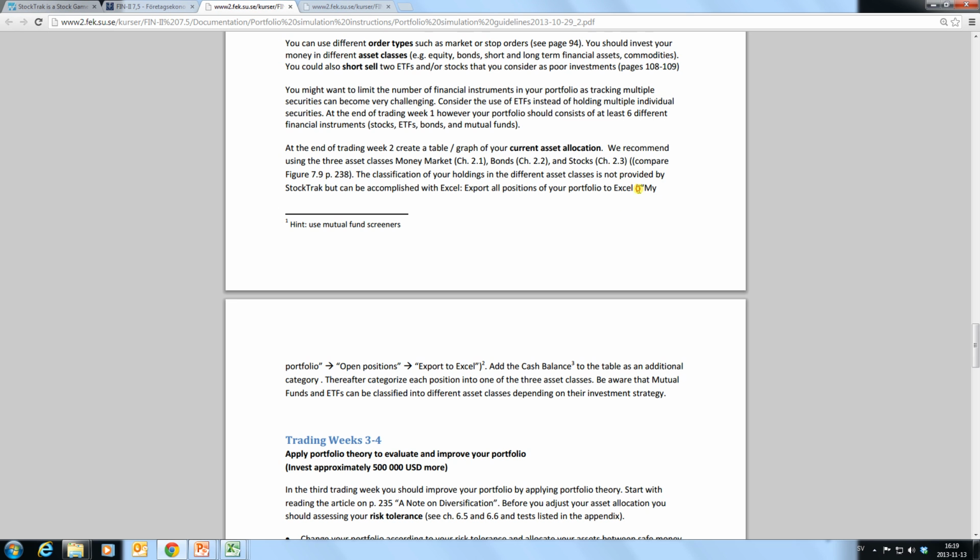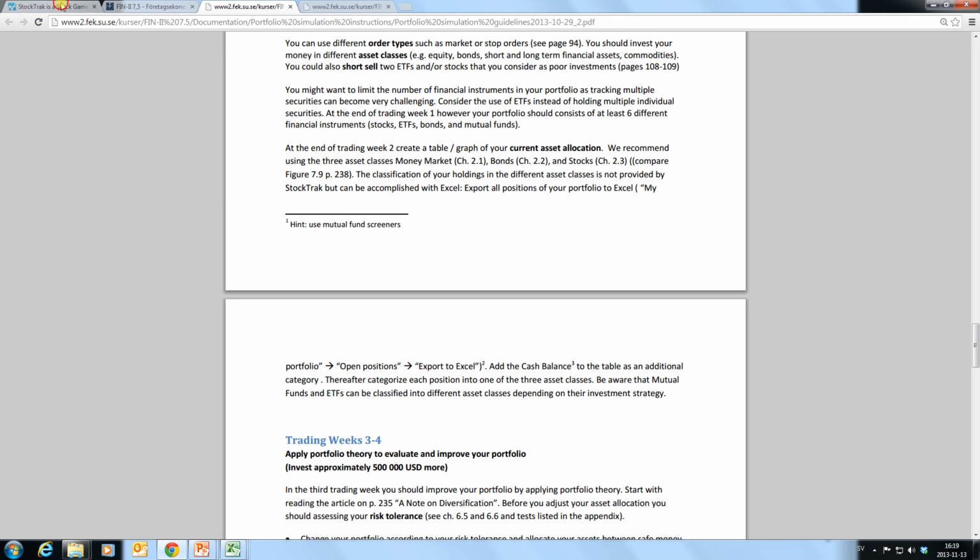There's also an instruction here on how to do it: you go to My Portfolio, to Open Positions, and then click on Export to Excel. We also need to add the cash balance to the table as an additional category. So except for the free categories money market, bonds and stocks, we should also have the cash available. This shows how big a portion of the portfolio we have not yet chosen what to invest in.